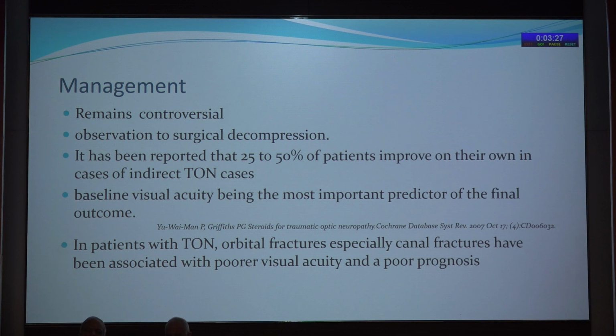Coming to management, it's still controversial. The role of steroids, the role of surgical decompression, everything is controversial. We don't have a definite treatment for traumatic optic neuropathy till now. It has been reported that around 25 to 50% of cases may improve on their own, and these could be indirect traumatic optic neuropathy. Baseline visual acuity is the most important factor that can predict the final visual outcome. Cases associated with multiple orbital fractures or facial fractures generally have a poor prognosis.